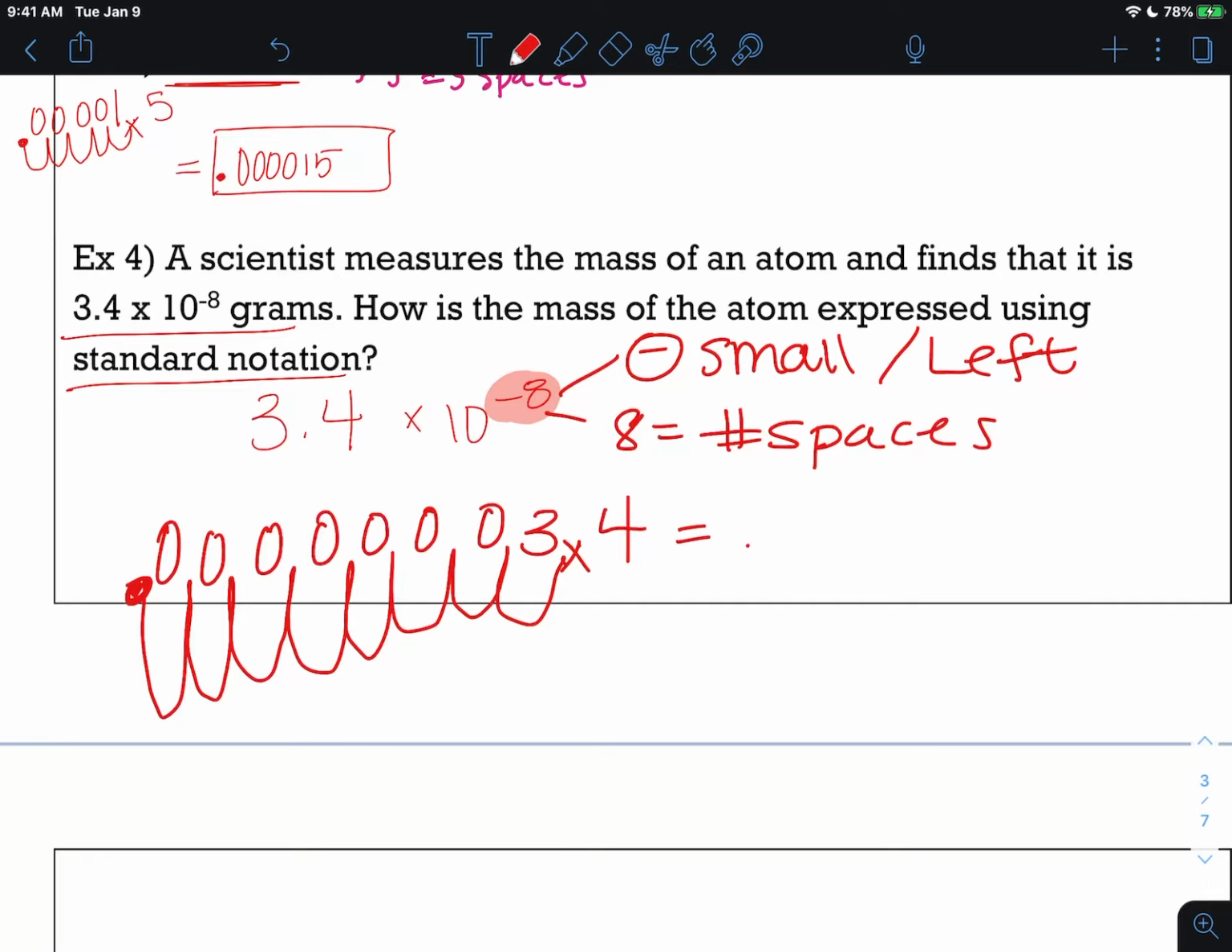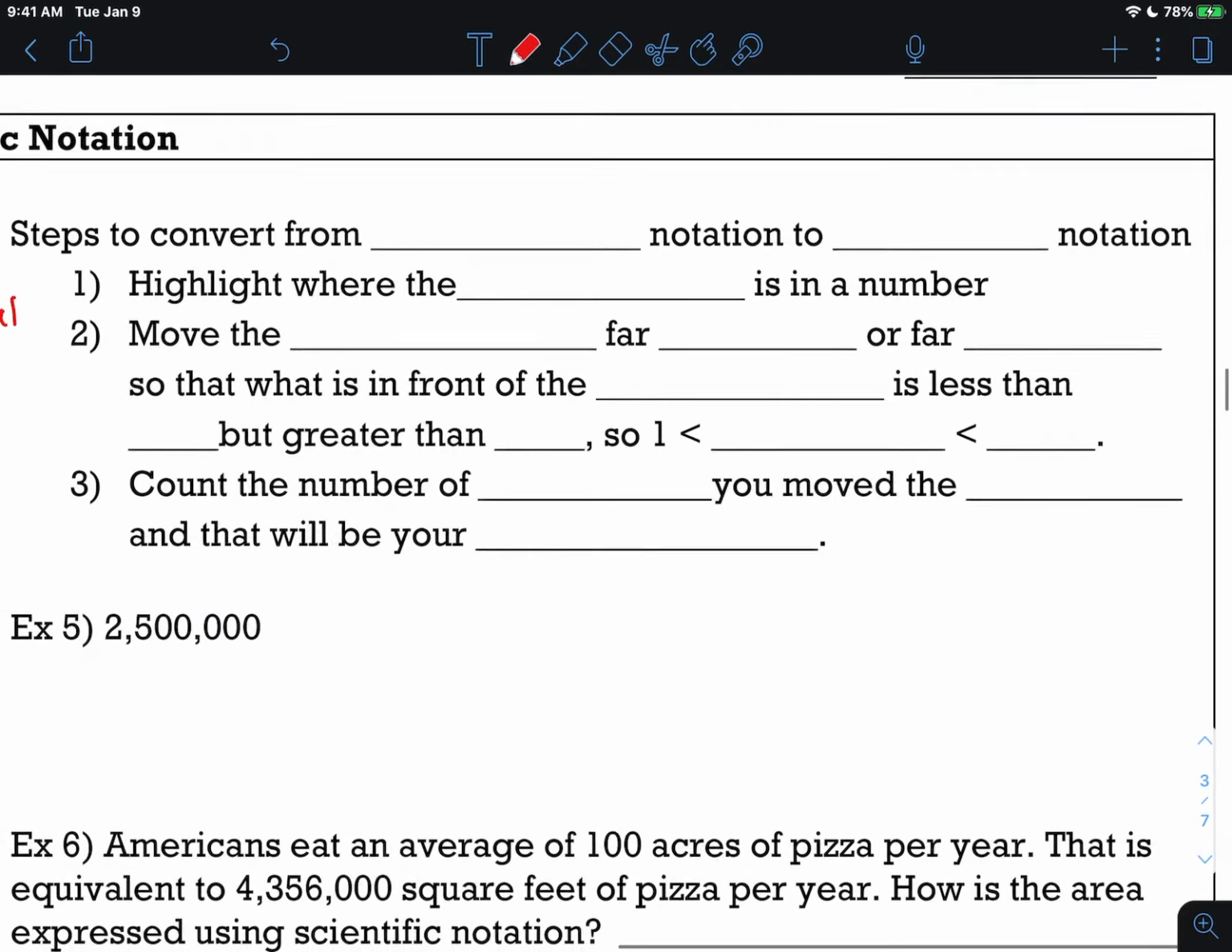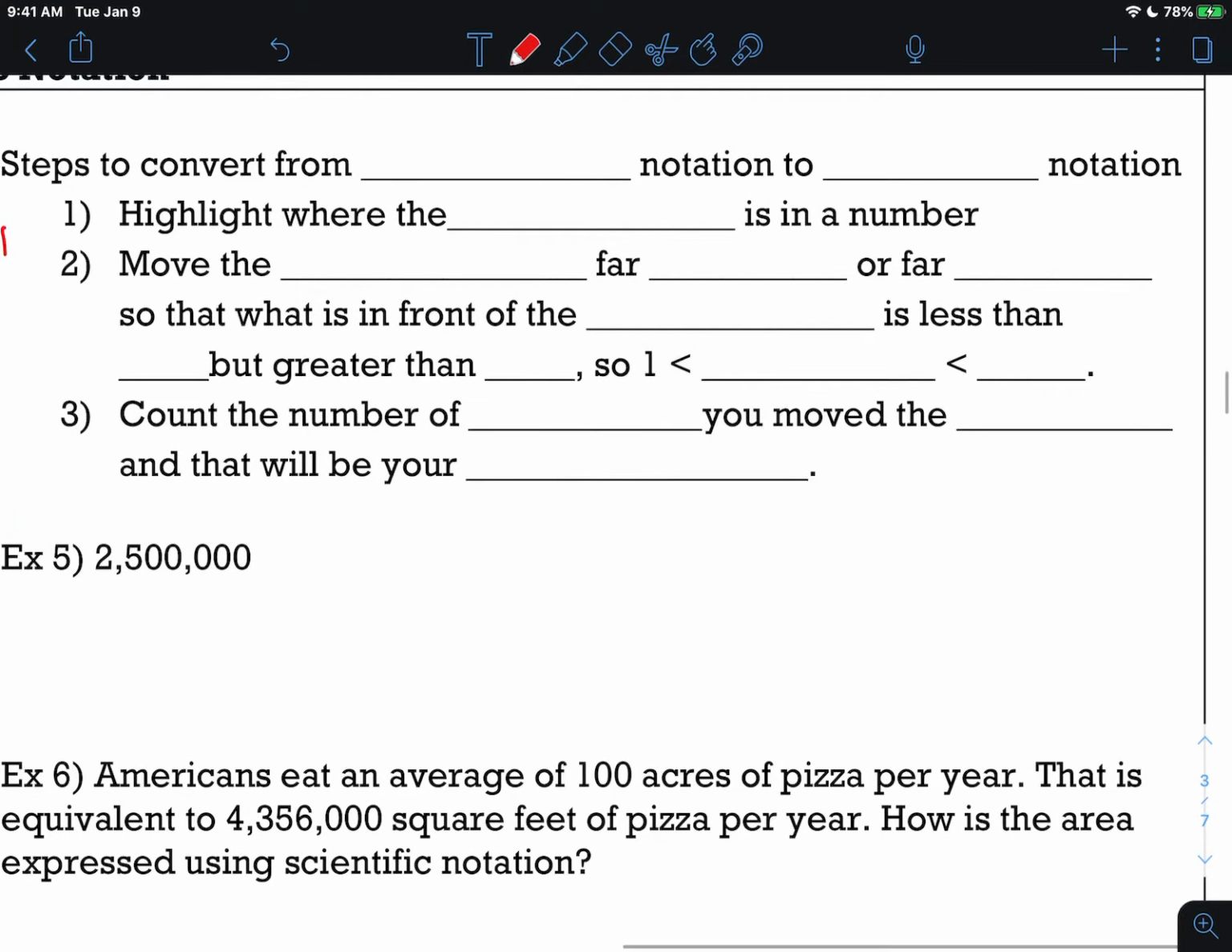Interesting. Okay. 1, 2, 3, 4, 5, 6, 7, 3, 4. Noticing again, if we compare these two numbers, it looks like scientific notation is going to be a lot easier to write. Okay, but what about the case whenever they give us a regular number and they want us to change it to scientific notation?